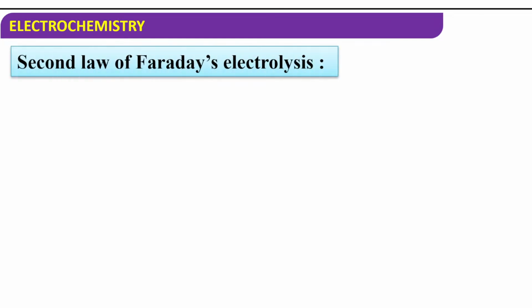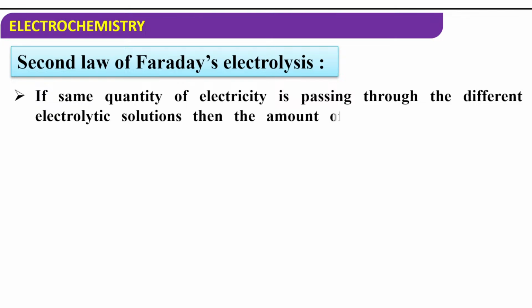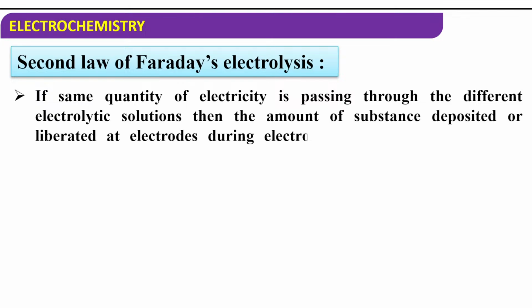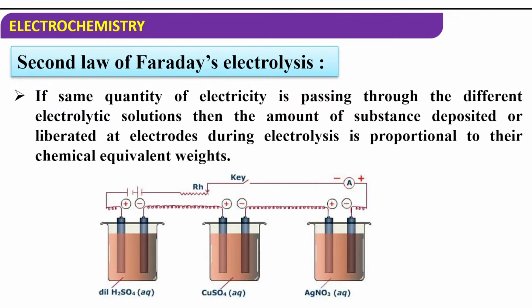Now second law of Faraday's electrolysis. In Faraday's second law of electrolysis, if the same quantity of electricity is passing through different electrolytic solutions, then the amount of the substance deposited or liberated at electrodes during electrolysis is proportional to their equivalent weights.